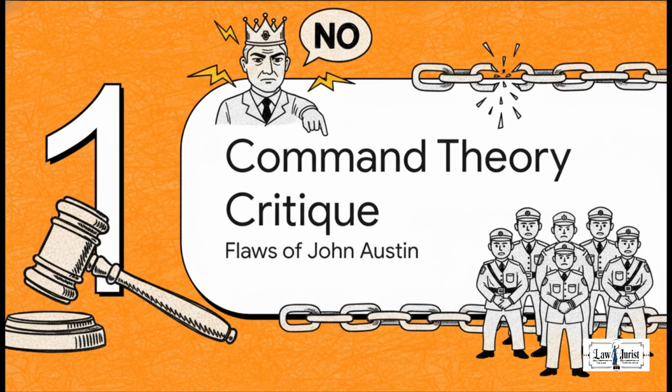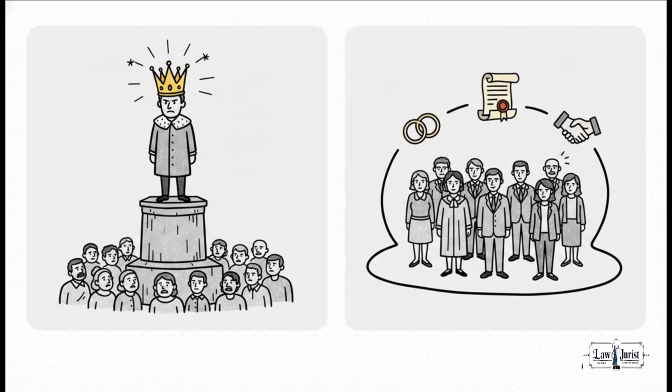Deconstructing command theory and the flaws of John Austin. To really appreciate Hart's genius here, we first have to understand the dominant theory he was arguing against. For the longest time, John Austin's command theory completely dominated jurisprudence. This was basically the idea that law is simply a sovereign's command backed up by a threat. In Austin's view, the sovereign barks an order, and the subjects obey out of sheer habit because they're terrified of punishment. But Hart systematically dismantles this.